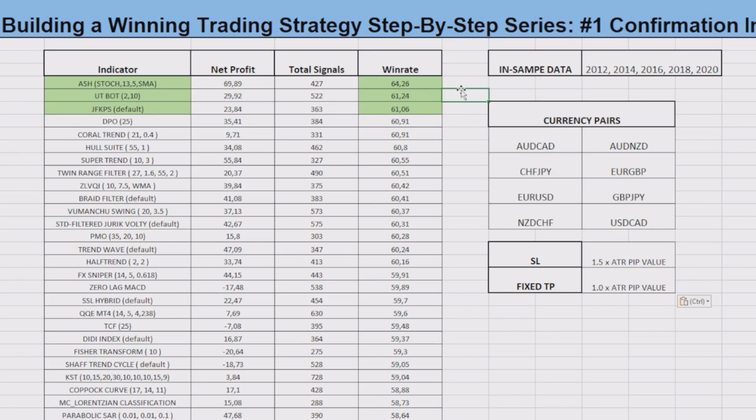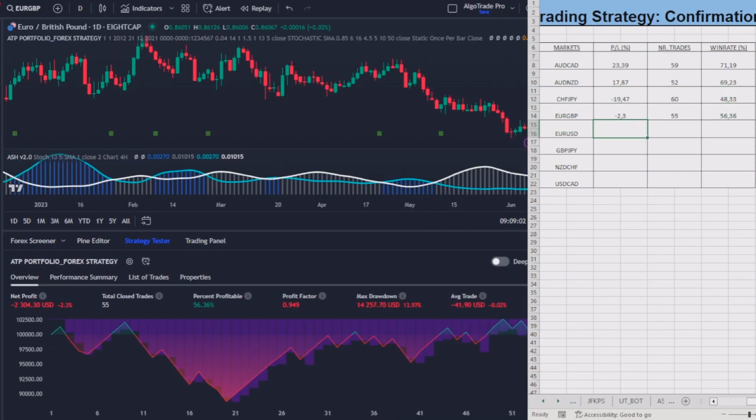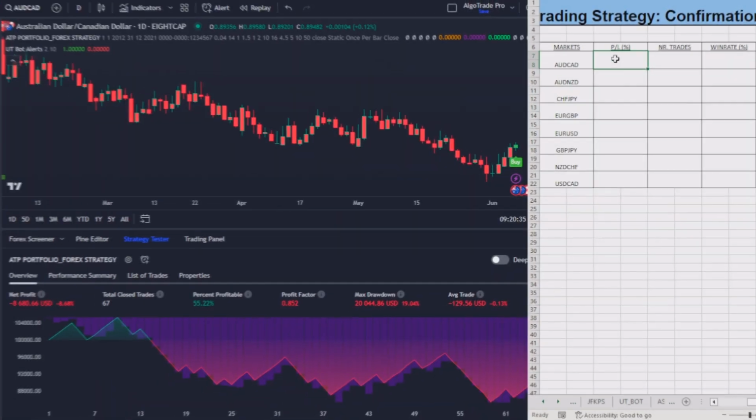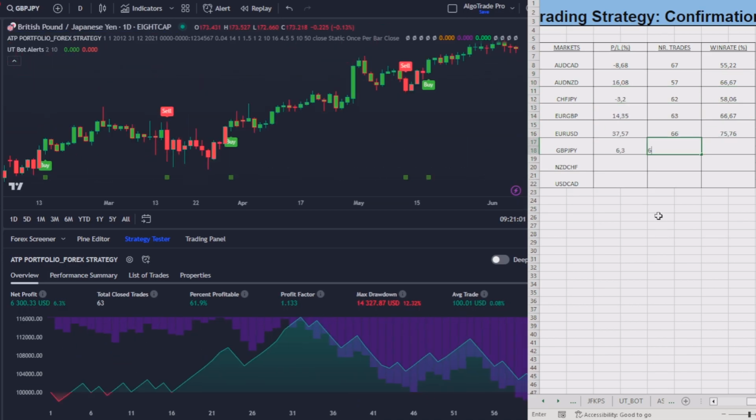So now, to find which one out of these 3 indicators is the most consistent, I'm going to apply them to my out of sample data. Hello, it's me on the voiceover again, just to let you know that now I'm just applying the top 3 confirmation indicators to the out of sample data, so we can later compare all the stats and find out which indicator is more consistent. This will be a faster backtest.